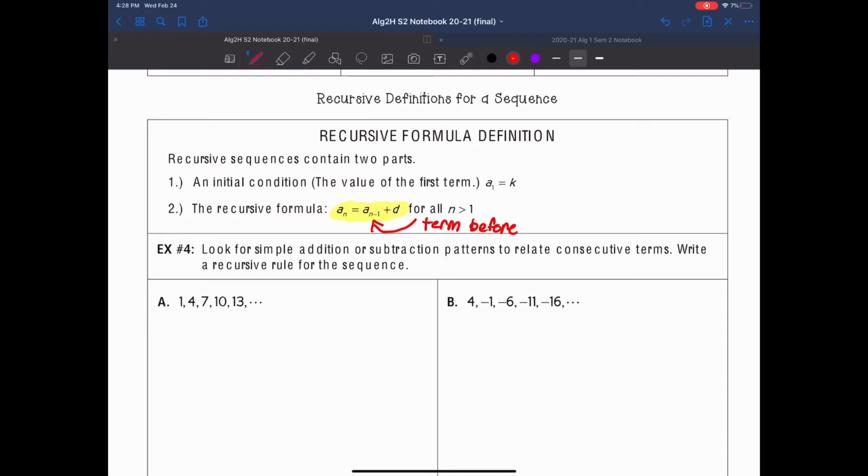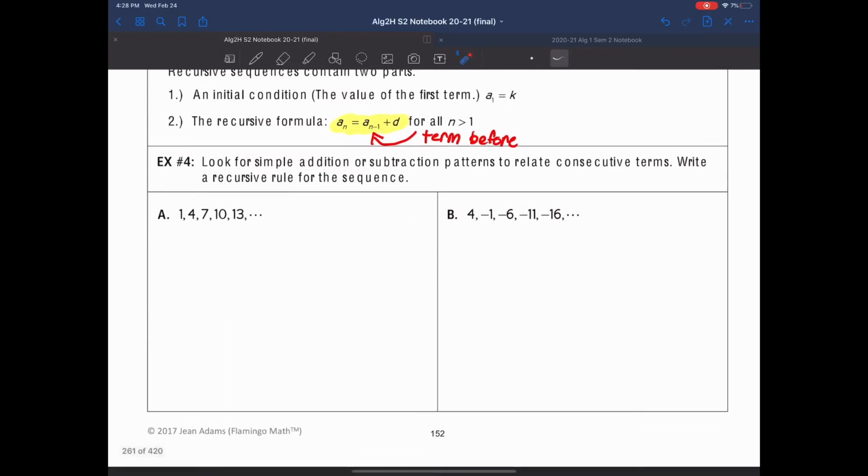So if we're trying to find what a sub n is equal to, we just need to identify what the previous term was in the sequence, and then we could easily plug it in and use the common difference to find what a sub n equals. So example number 4: look for simple addition or subtraction patterns to relate consecutive terms. Then write a recursive rule for the sequence.